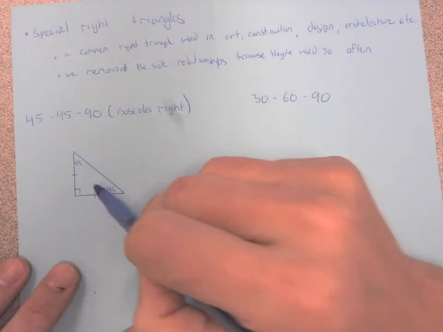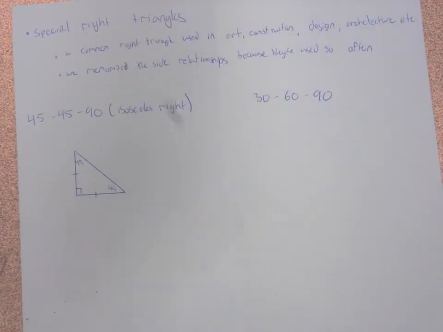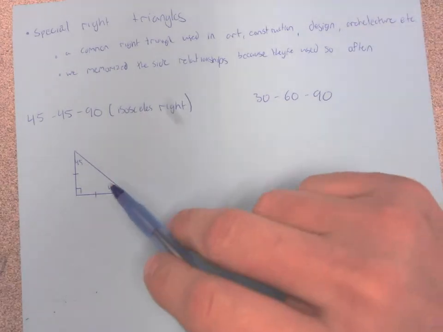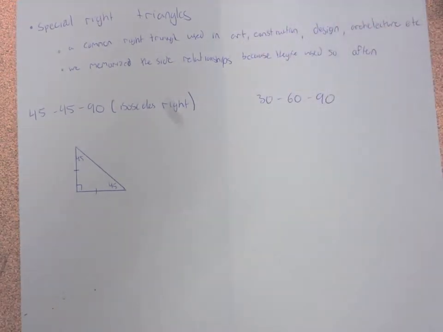Isosceles means two of the sides are the same, right means there's a 90-degree angle. If you think about how often this triangle comes up in art, science, construction, architecture, it's very, very common. In fact, there's a tool that looks kind of like this that's used for drawing right angles when you're drafting blueprints or whatever.